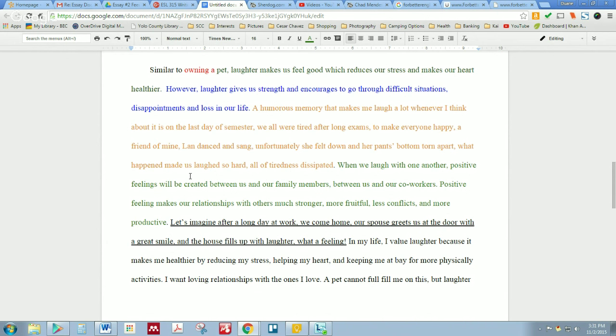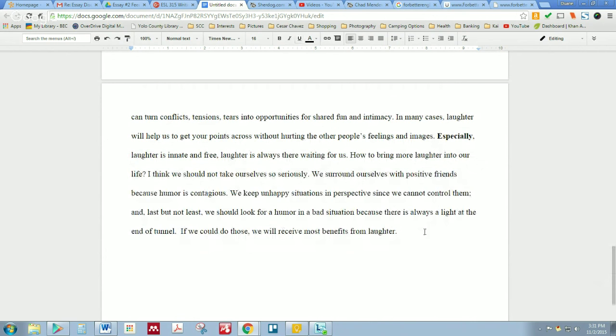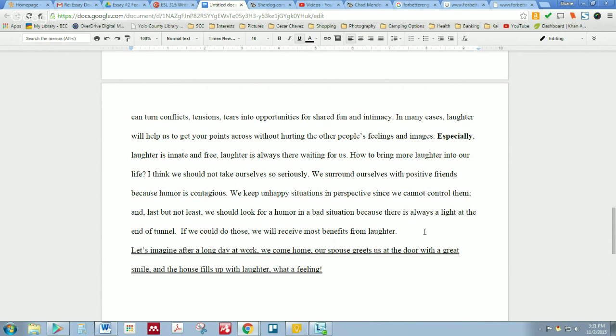So this is good. And then we have this, I underlined it so I wouldn't forget it or miss it later. This sentence here: let's imagine after a long day at work, we come home, our spouse greets us at the door with a great smile, and the house fills up with laughter. What a feeling. So this is almost like an example, but we already have our example and we already have analysis. And so this doesn't quite work here. So I don't want to delete it, but I will cut it and paste it at the end and see if we can do something with it later. This could be for the hook, but I don't think it works for the hook for this essay.